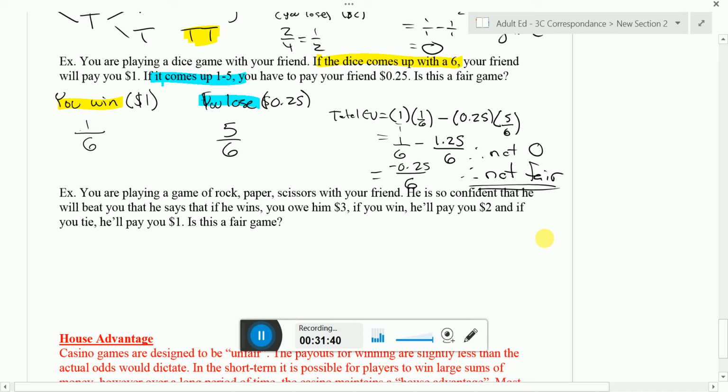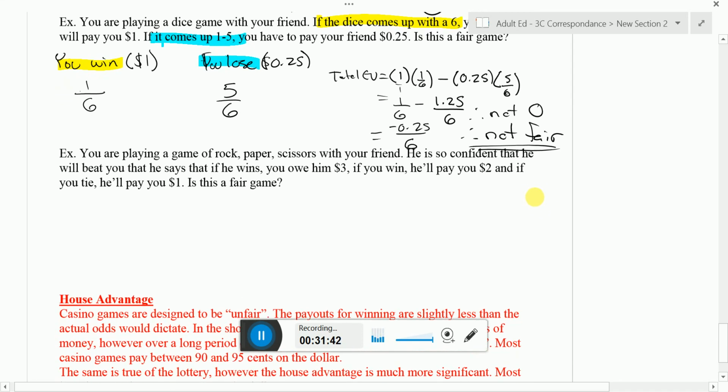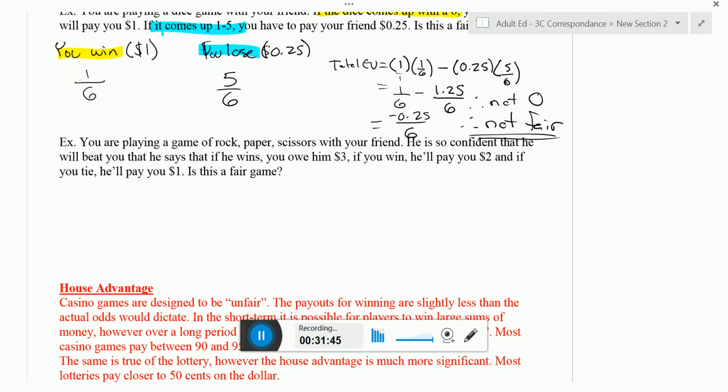So that is not a fair game. The last one, you're playing a game of rock, paper, scissors with your friend. He's so confident he'll beat you. If he wins, you owe him $3. If you win, he will pay you $2. And if you tie, he'll pay you $1. Is this fair? Now, we could make a tree for this, or we could make a table.